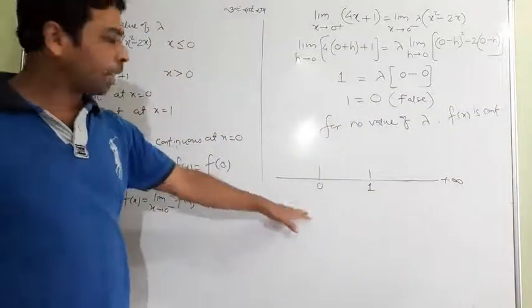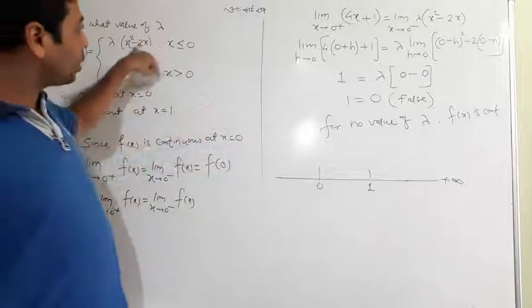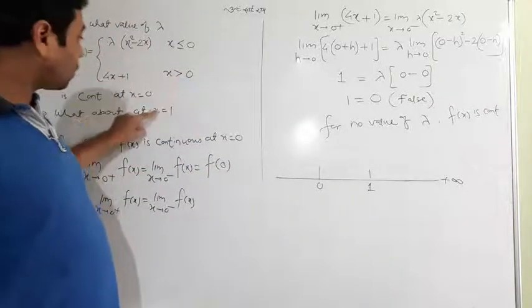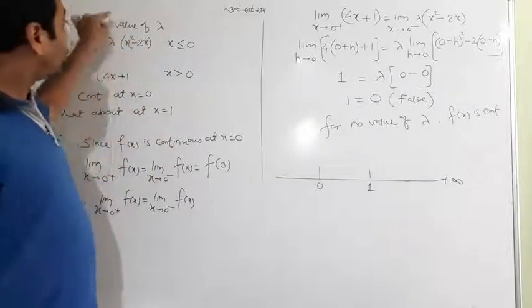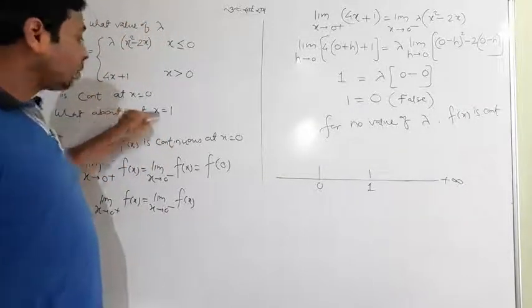This is a simple number line. I'm saying that the function is defined at 0. Now it is asking about that. What about x equal to 1? Meaning, for what value of lambda is the function continuous at x equal to 1?